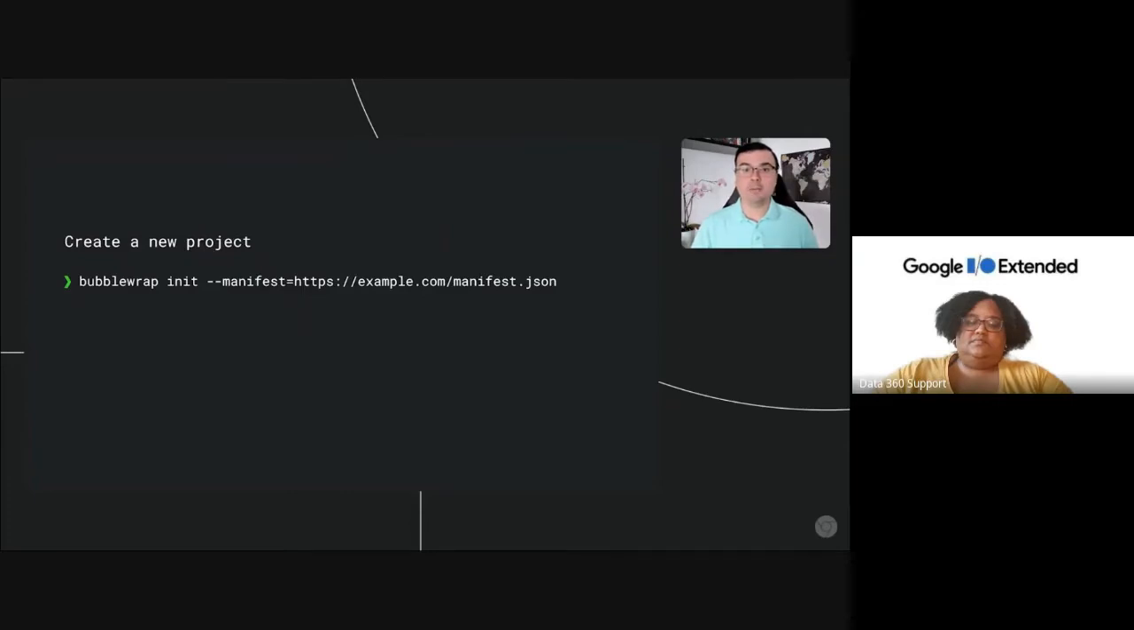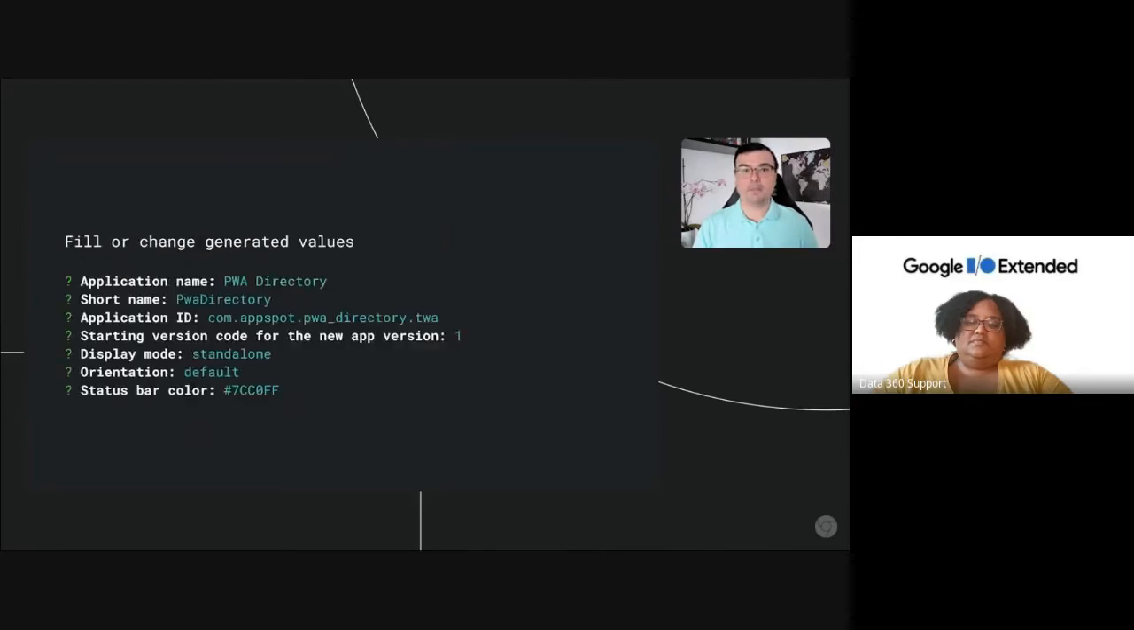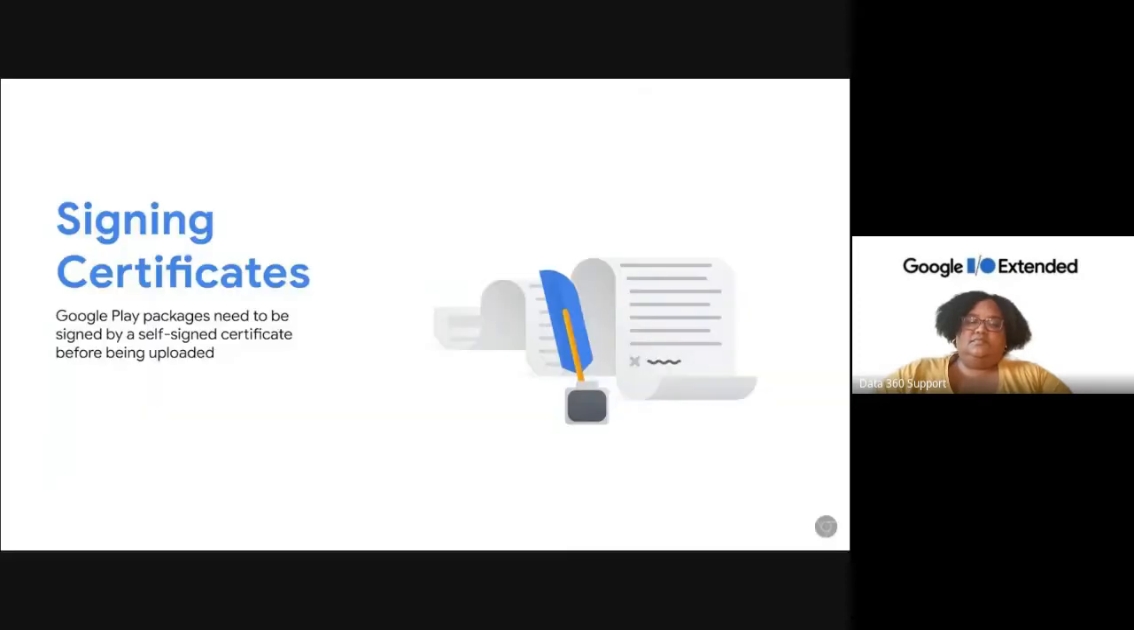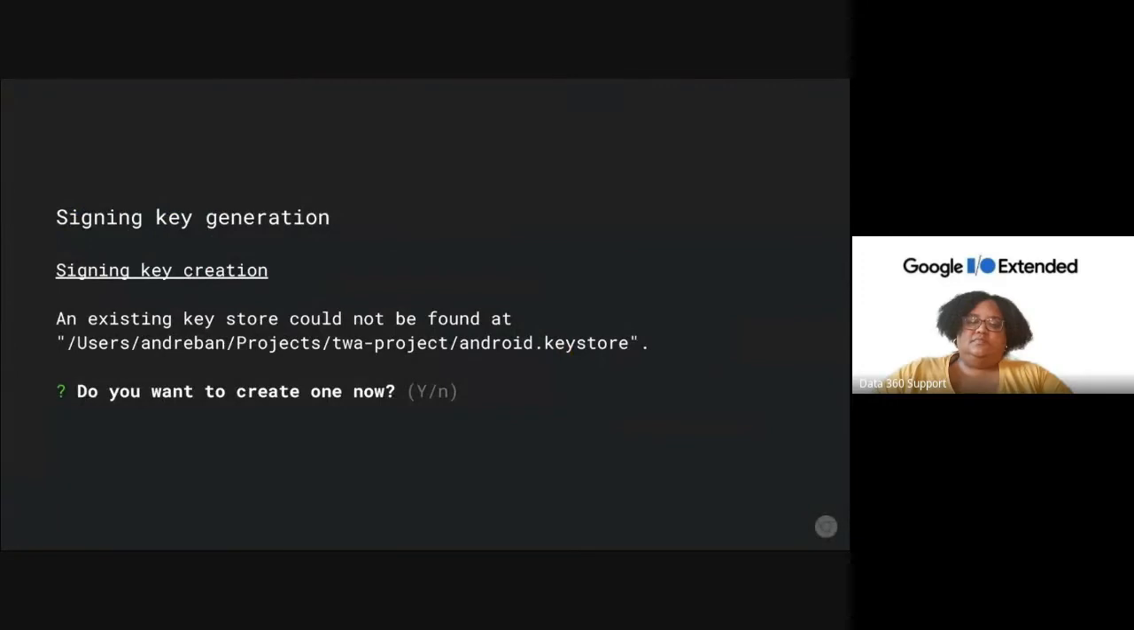Bubblewrap will read the web manifest and generate a configuration for the Android project. You will have the chance to change the default values generated by Bubblewrap, as well as fill out any missing values. Google Play requires application packages to be digitally signed with a certificate when uploading to Google Play. That is a different certificate from the one used to serve your web application. The command line tool can generate the certificate for you.